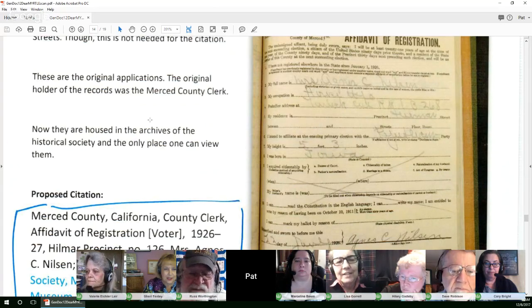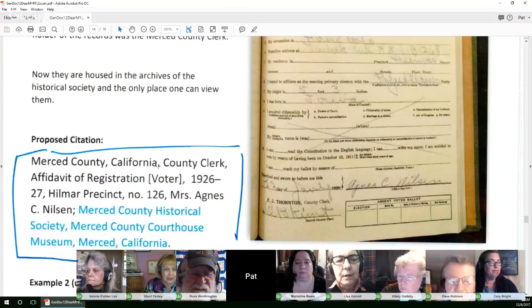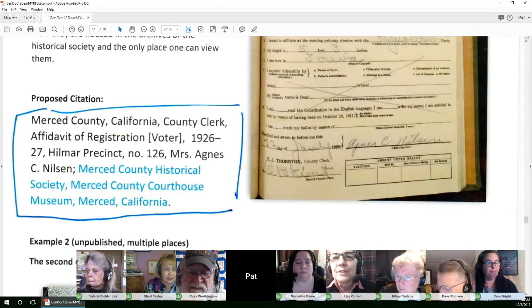So what is the where is? Well, the where is, it's in Merced at the Merced County Historical Society. So we've got that in your proposed citation. In my proposed citation, yeah, and I called it proposed because I was really unsure. This is outside of my comfort zone. This offline stuff. So this is a really good chapter for me.